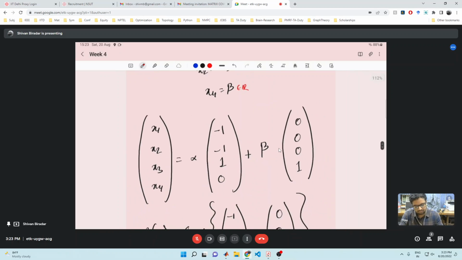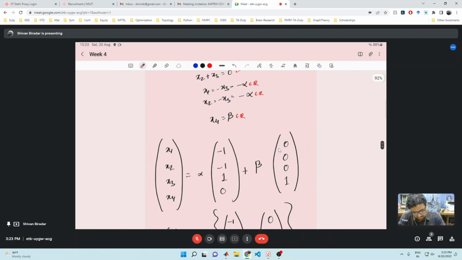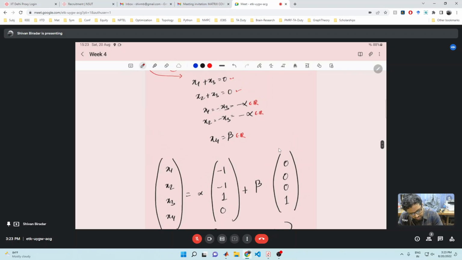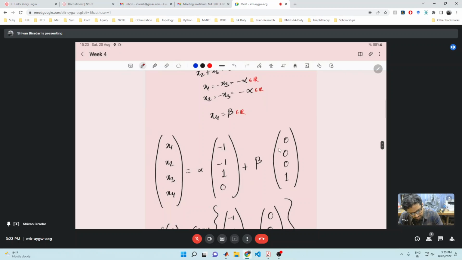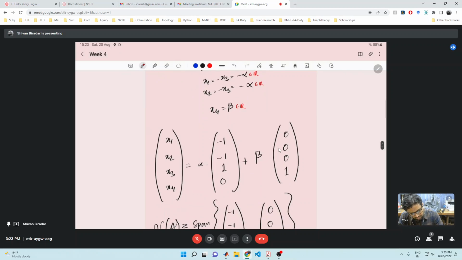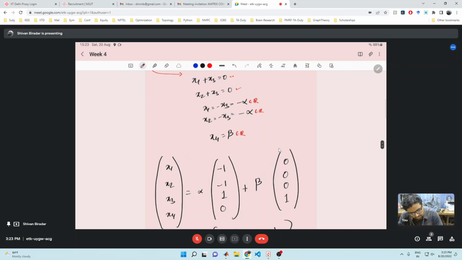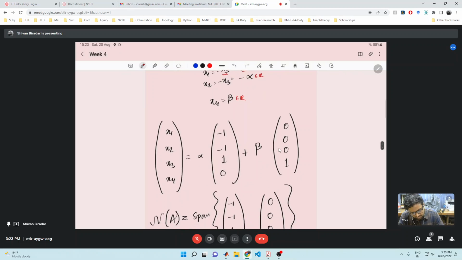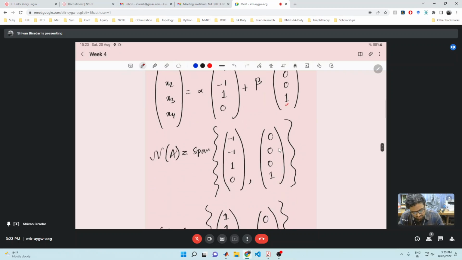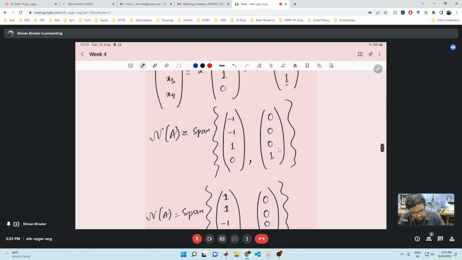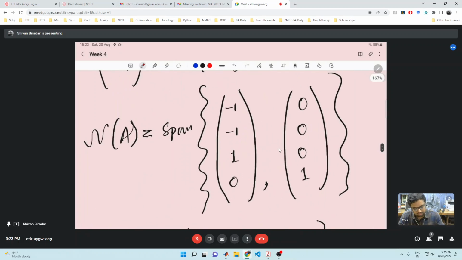So once you write it like this, x1 is equal to minus alpha, x2 is again equal to minus alpha, x3 is equal to alpha, and x4 equal to beta. So the null space of A is spanned by two linearly independent vectors, which are given by these vectors. So from here also you can see that the dimension of the null space of A is equal to 2.